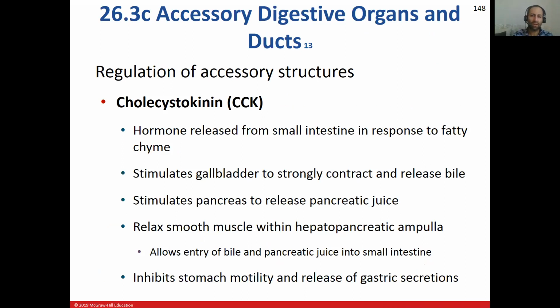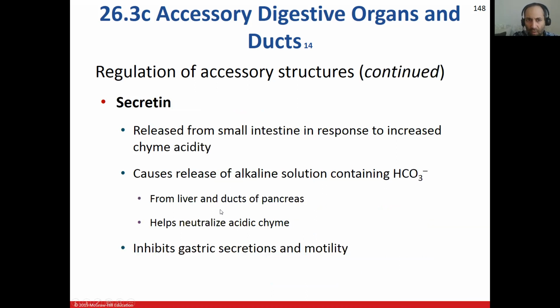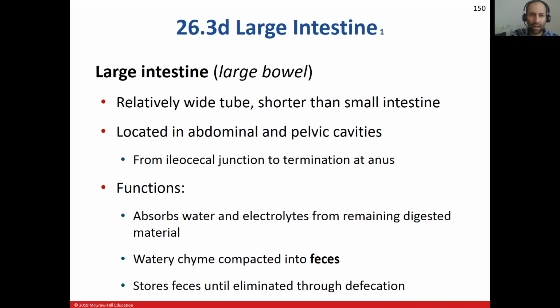So cholecystokinin, as we talked about, this hormone which was released from small intestine, what it causes is more secretion of your bile from the gallbladder, and also pancreatic juice secretion from your pancreas. That's what it does. Secretin, same thing. It also causes release of bile from the liver and pancreatic juice from the pancreas. So both those, cholecystokinin and secretin, help alkalinize the acidity of the food that comes in from the stomach, right? So they neutralize the stomach acids.